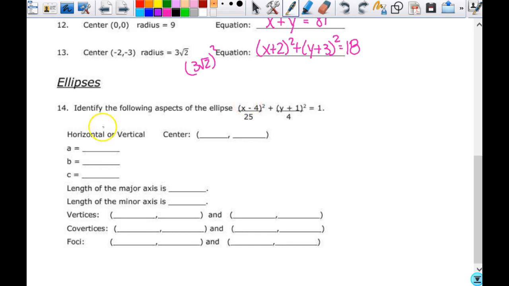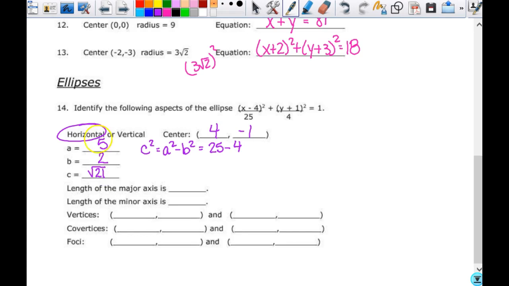So this is going to be a horizontal ellipse because the bigger is under x. The center is going to be at 4, -1. Your A is the square root of 25, which is 5. Your B is the square root of 4, which is 2. C squared for the ellipse, since this is plus, this is C squared equals A squared minus B squared. Okay, so that's going to give me 25 minus 4, which is going to give me square root of 21.